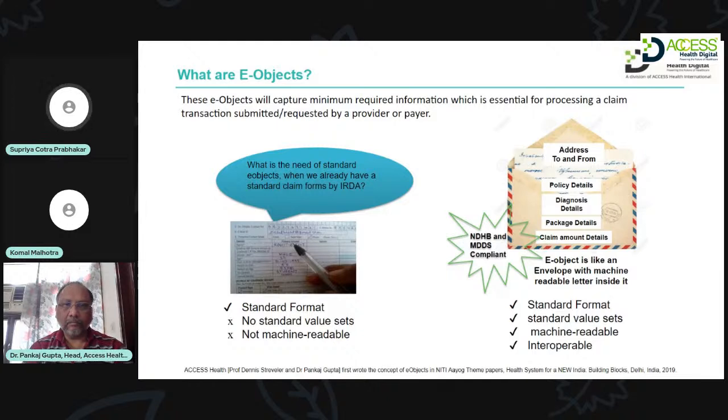Of course, there can be OCR readers that can be used to read and digitize handwritten claims, but there are cases where data is not validated. Say, for example, a date field could be misinterpreted, a DDMMYY could be an MMDDYY. So data is not the same when it is not coming from a standardized value set. What an e-object would do is that it expects a format that requires standard value sets.